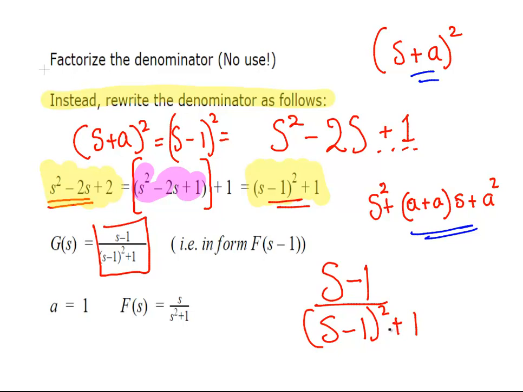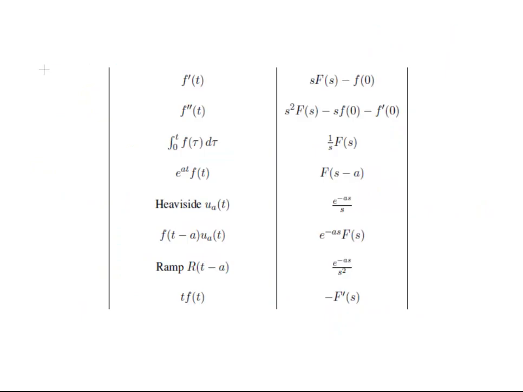What I'm going to do is write this in the form f of s minus 1. So we're going to use a shifting theorem here. We write this as a function of s minus 1, where the function of s minus 1 is s minus 1 over s minus 1 squared plus 1. Now I'm going to skip to the next slide and look at the tables. This is the table I'm using, and I'm particularly interested in this line here.